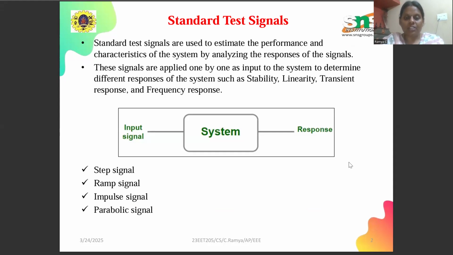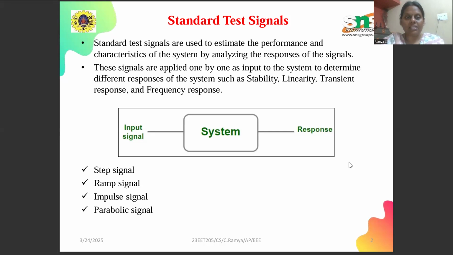From the picture, you all know we have a system, we are giving the input, and it will produce some responses. Now we are concentrating more on this input signal, which is a test signal, and it has some standardized format. These standard test signals are used to estimate the performance as well as the characteristics of the system, so that we are analyzing the response. These signals are applied one by one as an input to the system to determine different responses such as stability, linearity, transient response, as well as the frequency response.